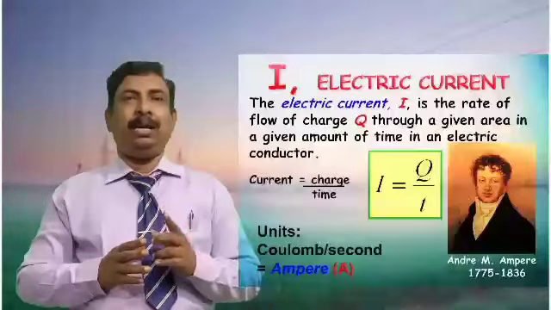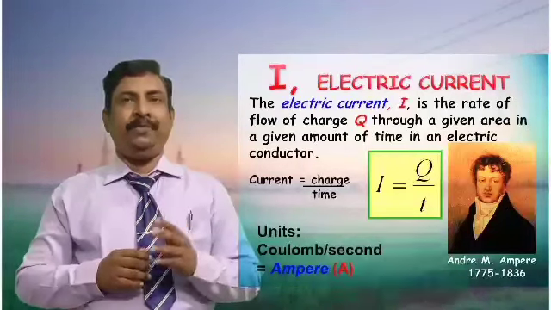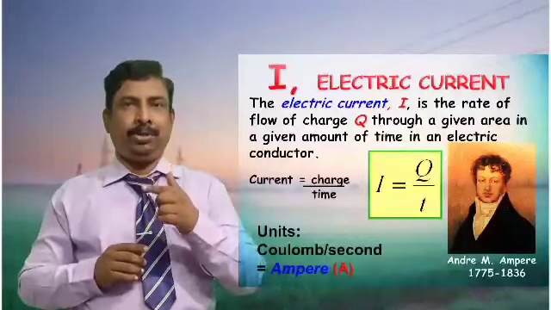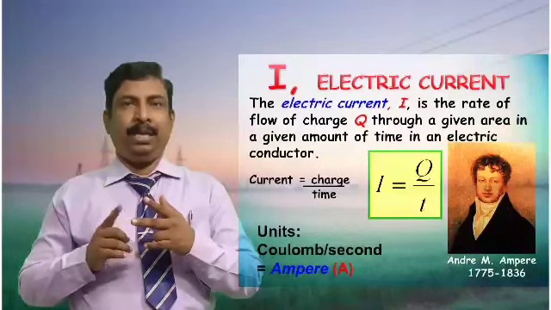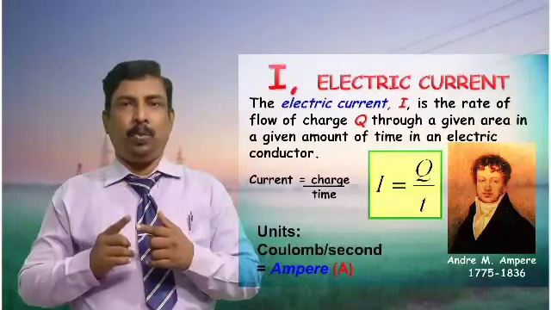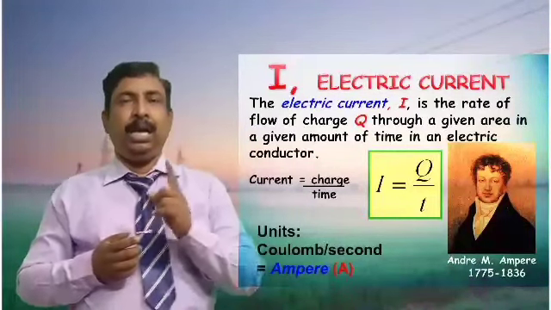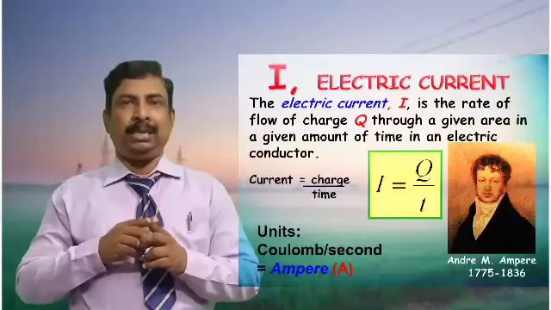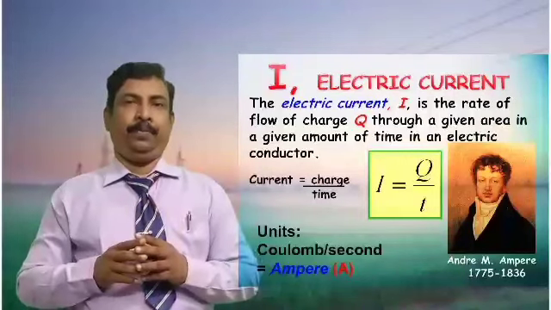Now the second question, define ampere. Ampere is the SI unit of electric current, and it came from the formula I is equals to Q by T. Q stands for charge measured in coulombs. T stands for time measured in seconds. 1 coulomb per 1 second is called an ampere. So how do we define it? If 1 coulomb of charge passes through the cross section of a conductor in 1 second, it is called 1 ampere.